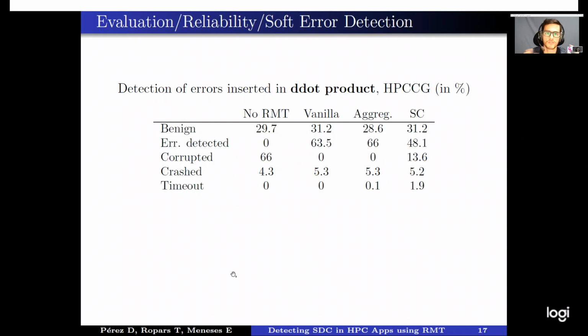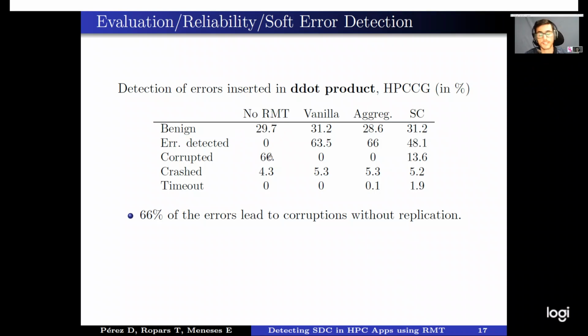Okay, so this first table is where we allow errors only at the d-dot product, at the main kernel of this app. Each column is the level of optimization applied. Something worth mentioning is that, for example, with the non-replicated execution, we see about 66% of corrupted executions, which is quite high. We see about 30% of benign errors. That says that HPCCG is quite reliable.